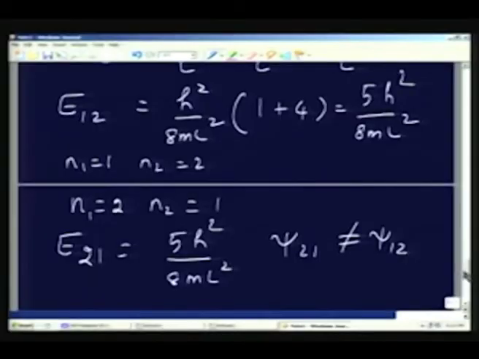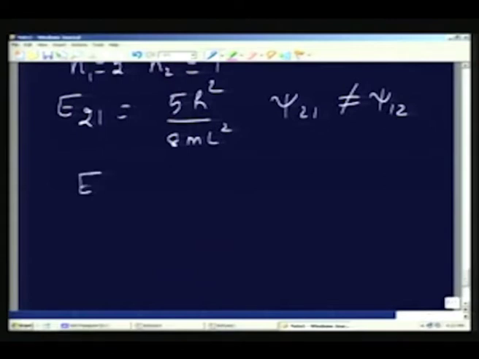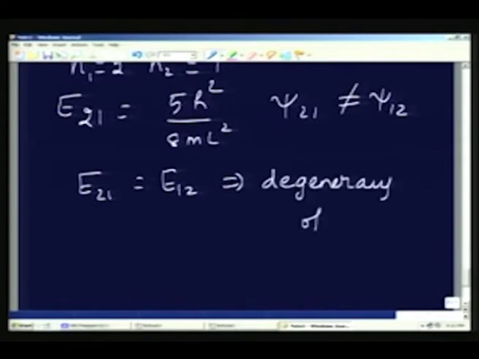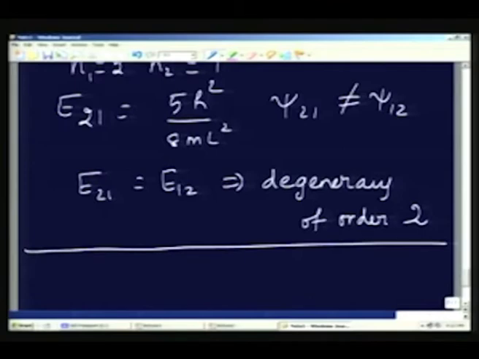That is, the system may have more than one wave function, may be represented by more than one state, but all of those states have the same energy. Such states are called degenerate states. E21 equal to E12 represents degeneracy of order 2. It is not possible to have higher degeneracy here because we started with a 2-dimensional problem. The degeneracy in the case of a 3-dimensional system can be of order 3.